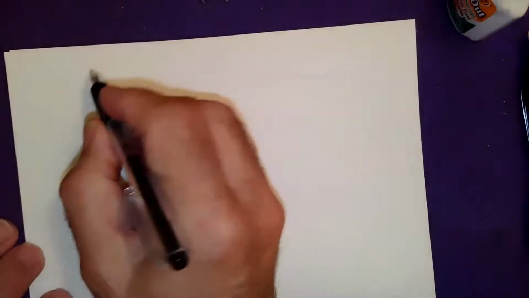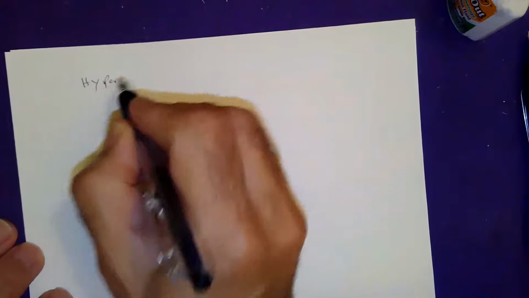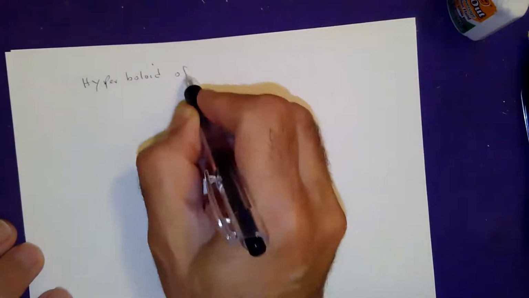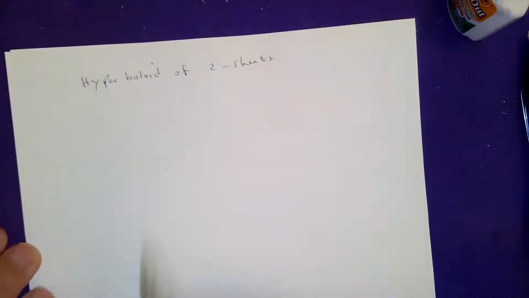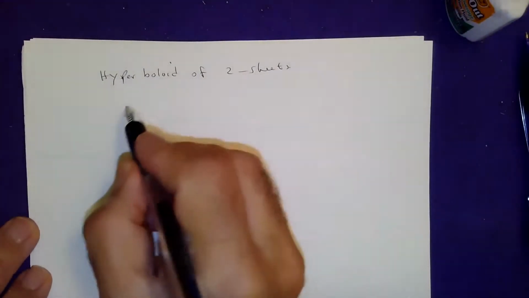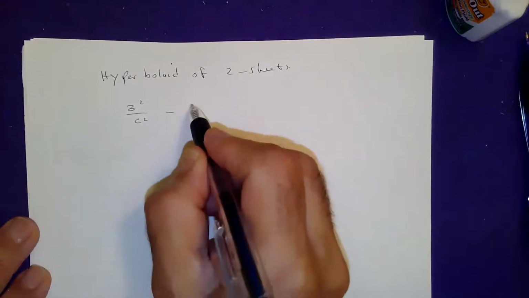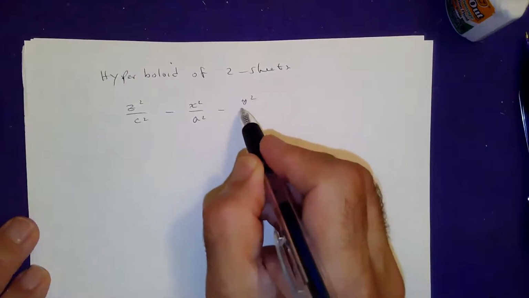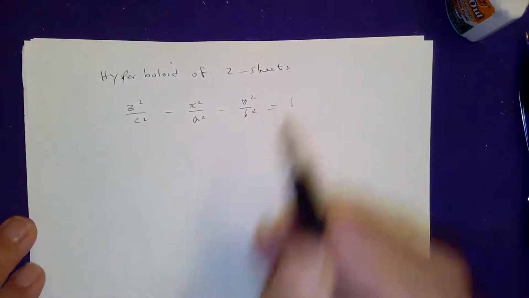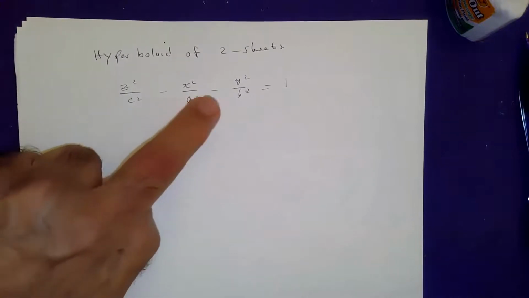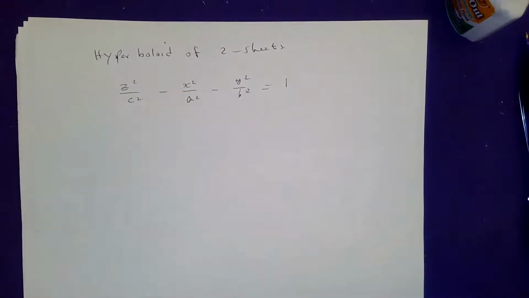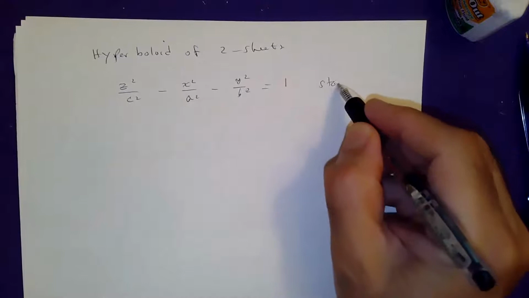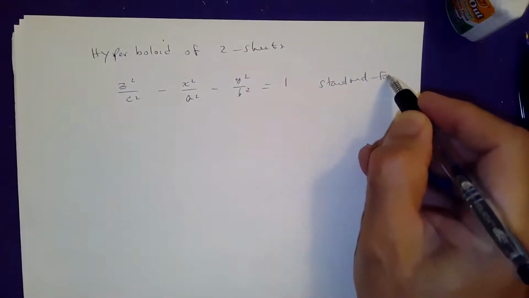I really appreciate it. Okay, the next one is, you guessed it, called hyperboloid. Hyperboloid of two sheets. The equation of this guy is z squared over c squared minus x squared over a squared minus y squared over b squared equals 1. So instead of one minus, now we have two minus signs. Do you see it? Everything has a power of 2, and you still have 1, so this is called standard form.